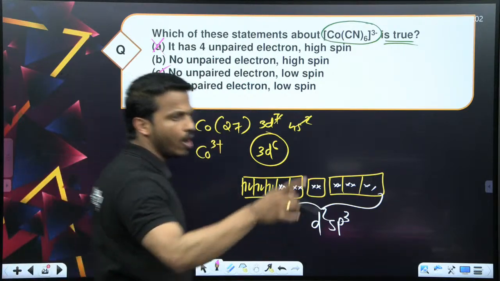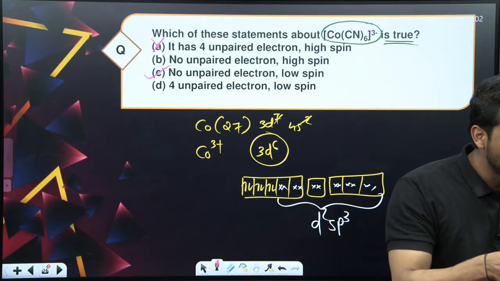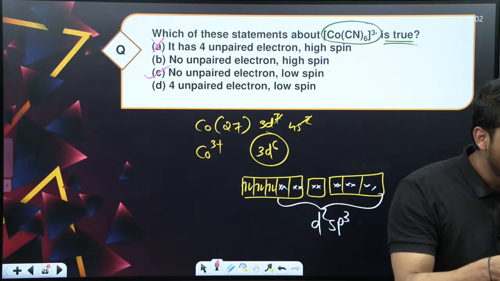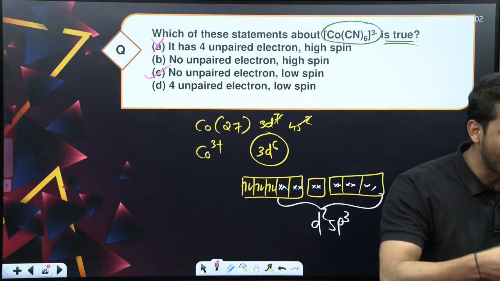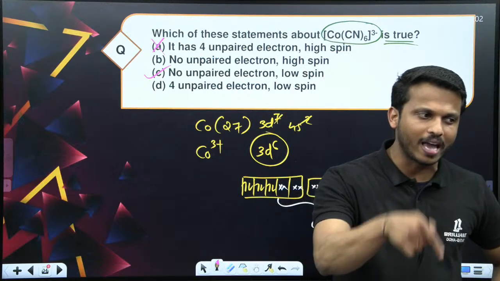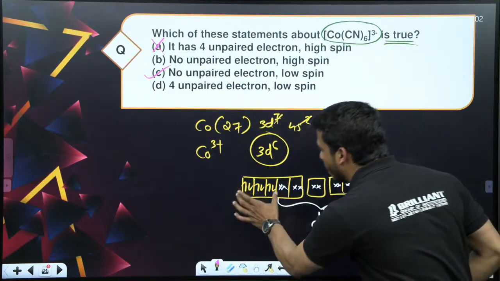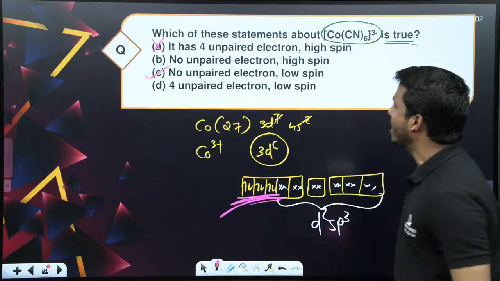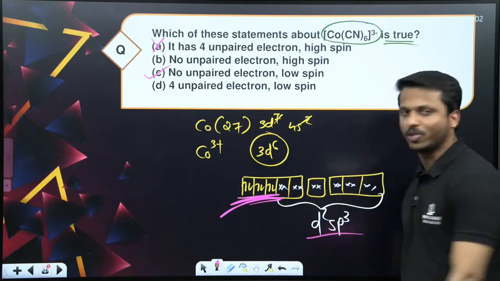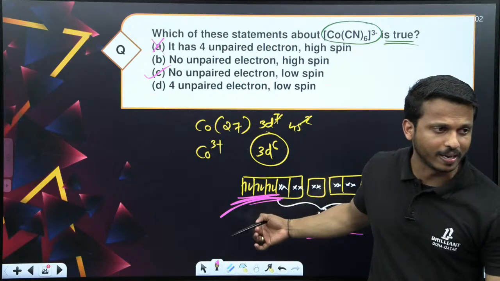I think you have given the answer C. Yes? Yes or no? Okay, be on topic, all of you. Don't deviate from the topic, and be careful about the question. So here cobalt has no unpaired electrons, and d2sp3 means low spin complex. I think option C is correct.